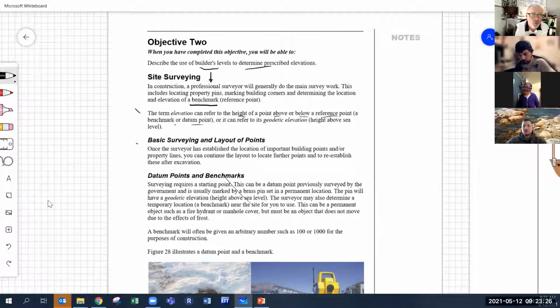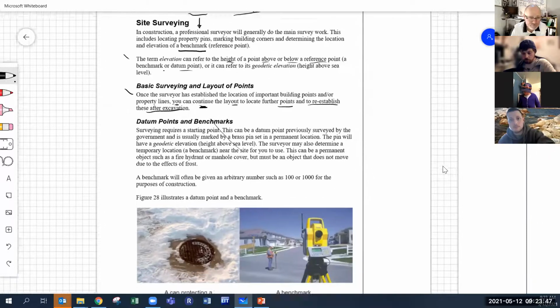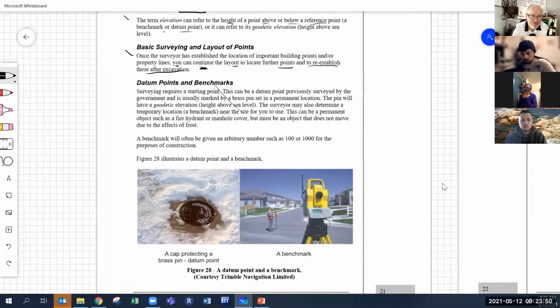So now, once the surveyors establish a location, you can continue to lay out further points and reestablish a new benchmark during and after excavation of the property. So, as we said before, this benchmark or datum point is our starting point. We always have to start at a benchmark or a known elevation. I can't emphasize that enough.